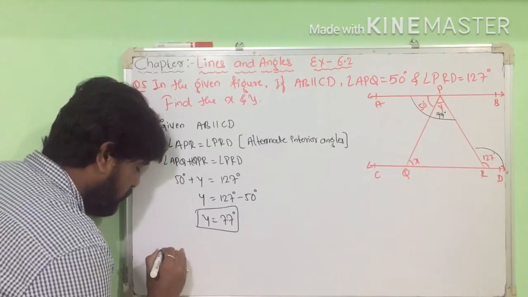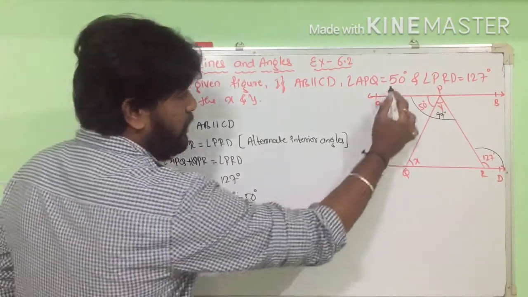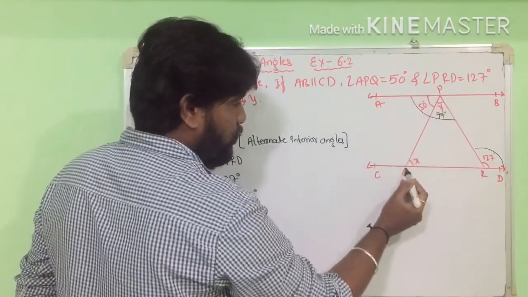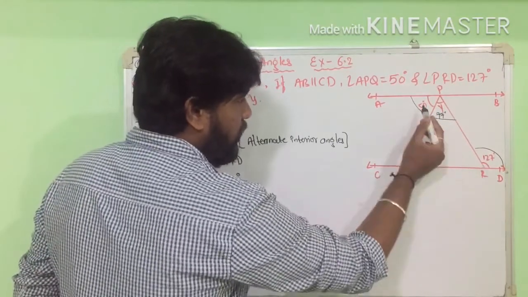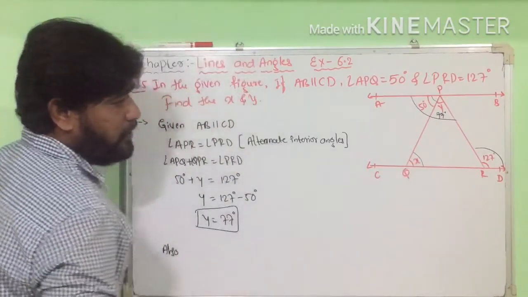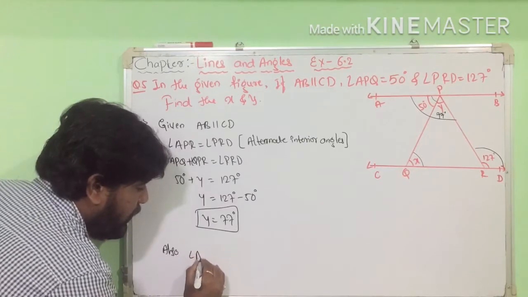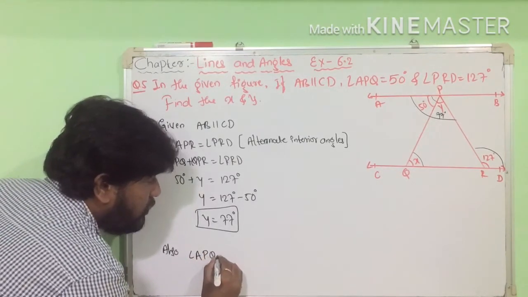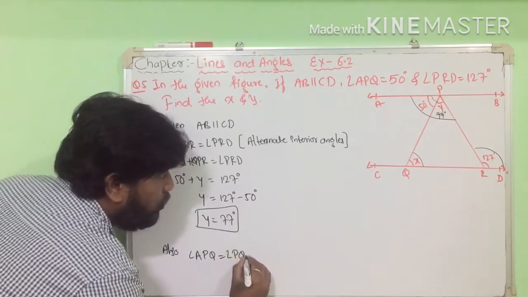So now also see here, these two are parallel, which means angle APQ is equal to angle PQR. These two are alternate interior angles, right? So we can write angle APQ is equal to angle PQR.